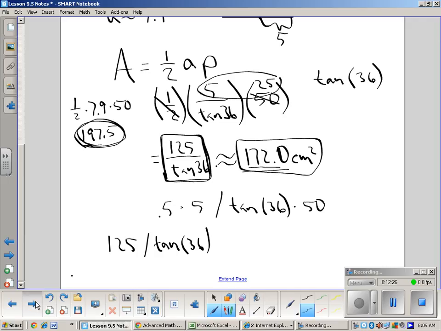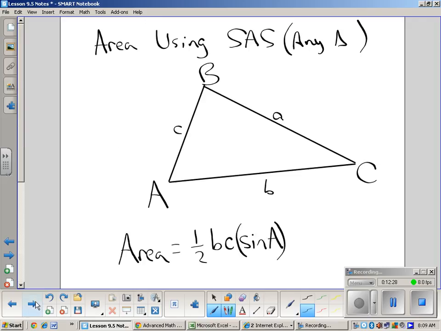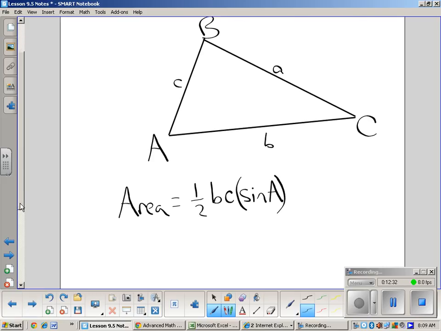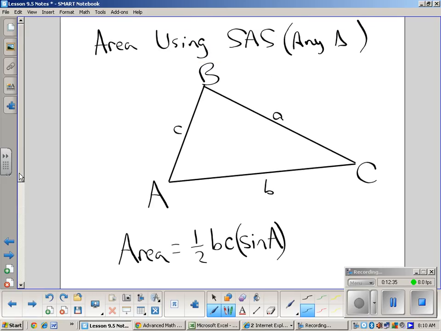All right. Using side angle side. Area using side angle side. Any triangle. This is not a right triangle anymore. Martin, you want to write this down. This is a really handy formula to find the area of a triangle. So it truly is very handy.